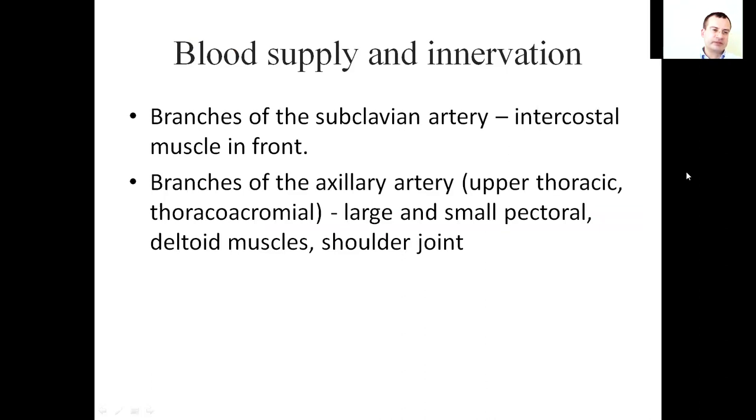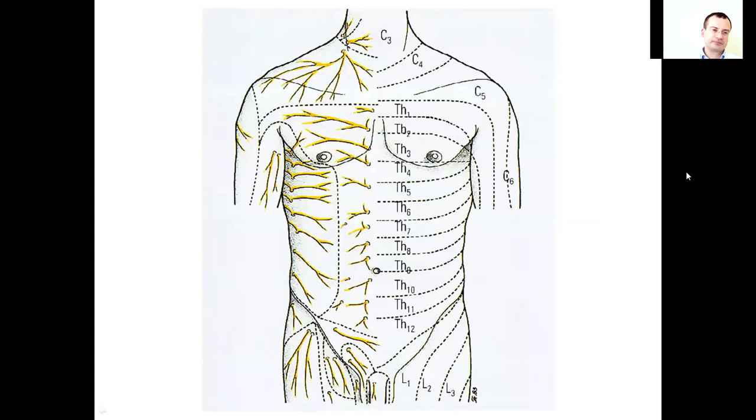Blood supply and innervation. Branches of the subclavian artery supply the intercostal muscles in front. Branches of the axillary artery supply the large and small pectoral muscles, deltoid muscles, and shoulder joints.